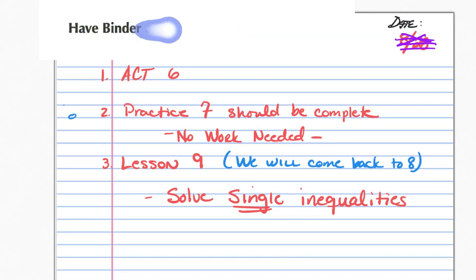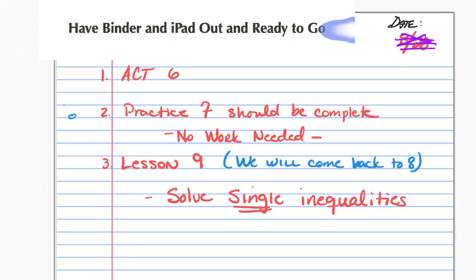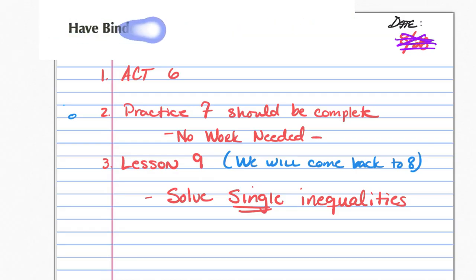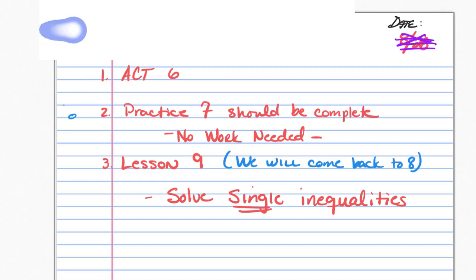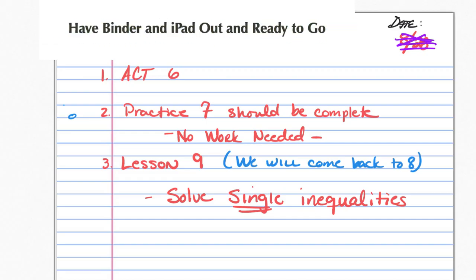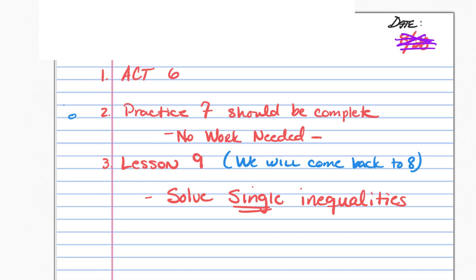Okay, so start off with completing your ACT 6 because you want to stay on pace with the other Algebra 2 classes. Practice 7 should be complete. If you haven't completed that, finish it up. I'm going to review what that was in this video, and then we're going to go into Lesson 9. We've skipped over Lesson 8, but we'll come back to that after we do 9 and 10.